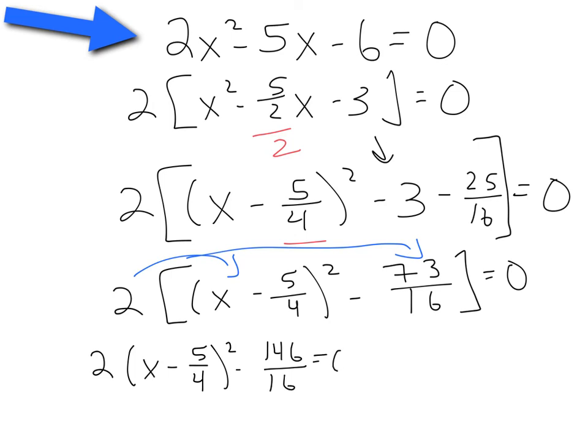16 is equal to 0, and therefore the vertex would be 5 over 4, comma, negative 146 over 16. Final answer.